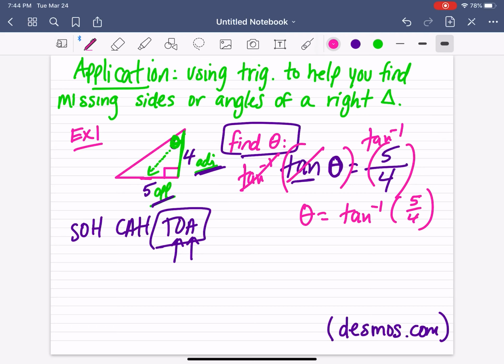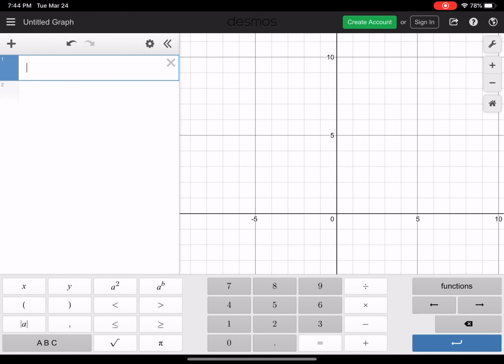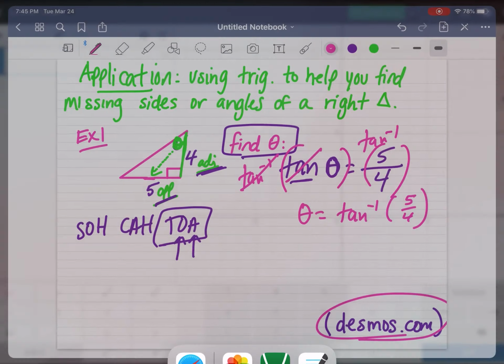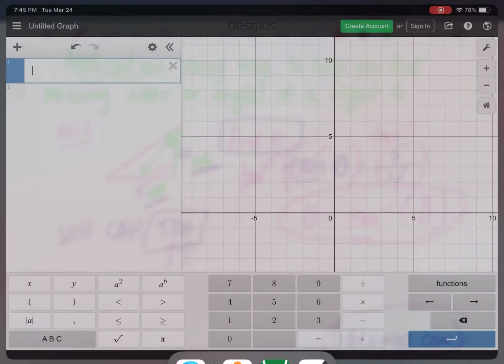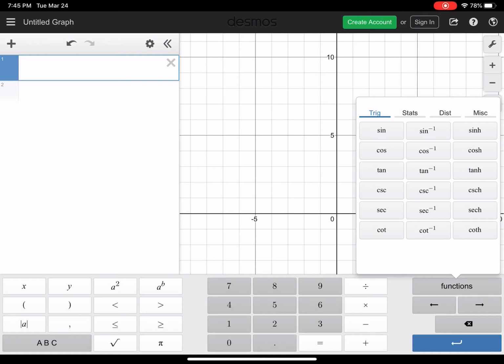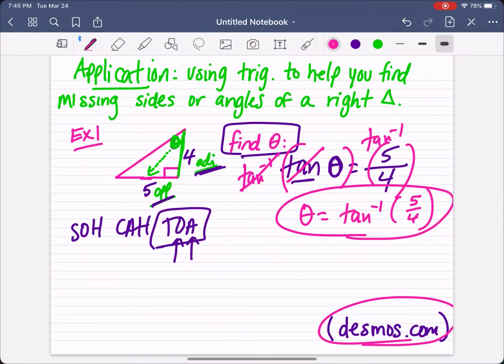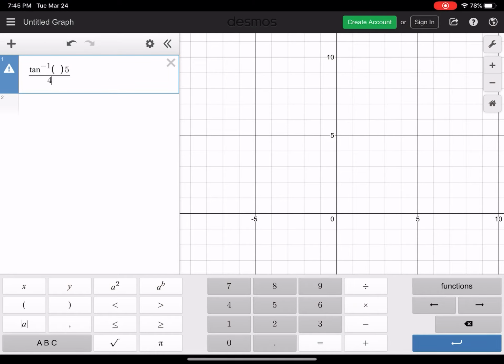So since you don't have a calculator at home, I need you to use Desmos.com or download the app. So here's how you do it. Here's the app. So I am typing in tangent inverse of 5 over 4 on the calculator. So click on the functions key. We said tangent inverse of 5 over 4. Oh, that's not right. Tangent inverse of 5 divided by 4. So we got 0.89. And I know that's not correct because our calculator is not in the correct mode.